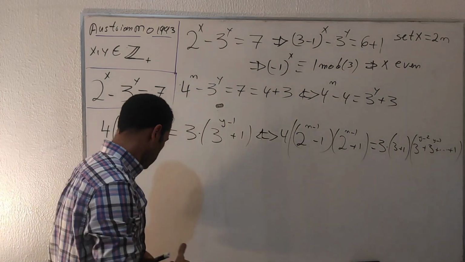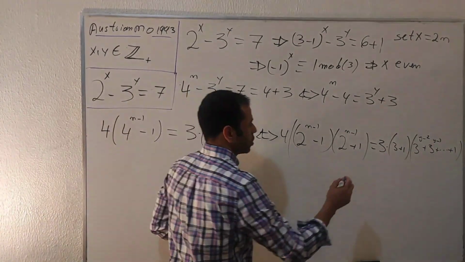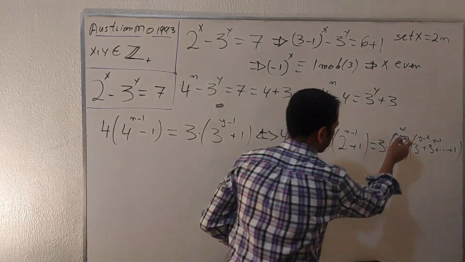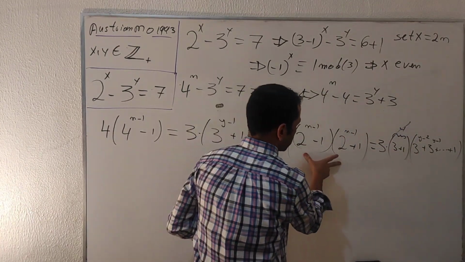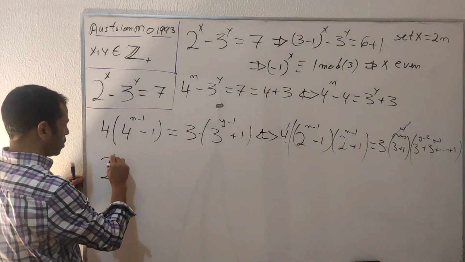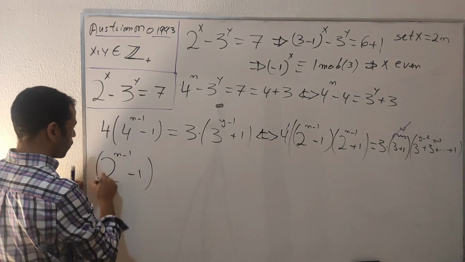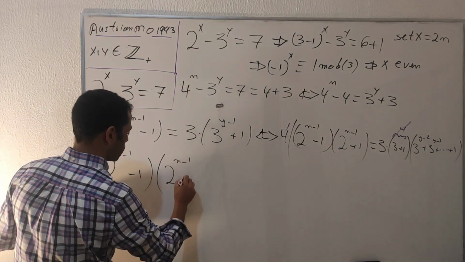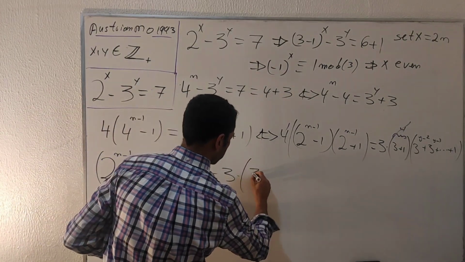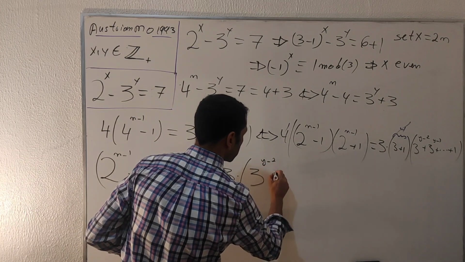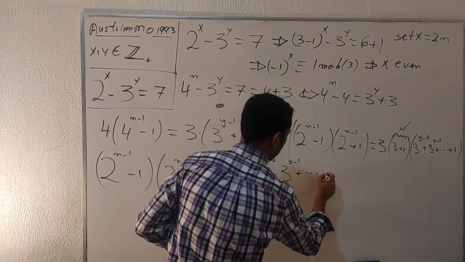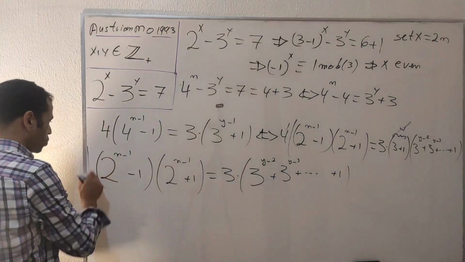So here is a nice thing: this 3 plus 1 becomes 4. I'm going to cancel out the 4 from the left and the right. I will be left with this product equals this product. Thus I have (2 to the n minus 1, minus 1) times (2 to the n minus 1, plus 1) equals 3 times (3 to the y minus 2, plus 3 to the y minus 3, and all the way down to 1). Okay, I've ended with this nice expression.